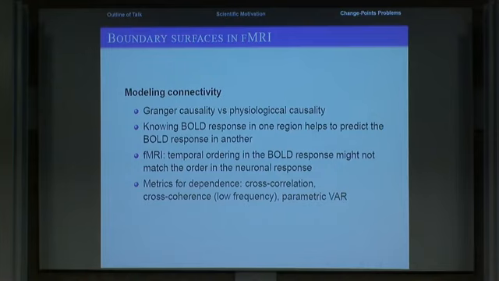So really, with Granger causality, all we're saying is that knowing a BOLD response in one region helps me to predict the BOLD response in another. Helping me to predict does not mean that activity here is causing the activity in the other. Those are two different things. In fact, in fMRI, the temporal ordering in the BOLD response might not match the ordering in the neuronal response. I've seen a lot of simulations where at the neuronal level one precedes the other, but because of the timing and the convolutions in fMRI, the ordering can actually be reversed.